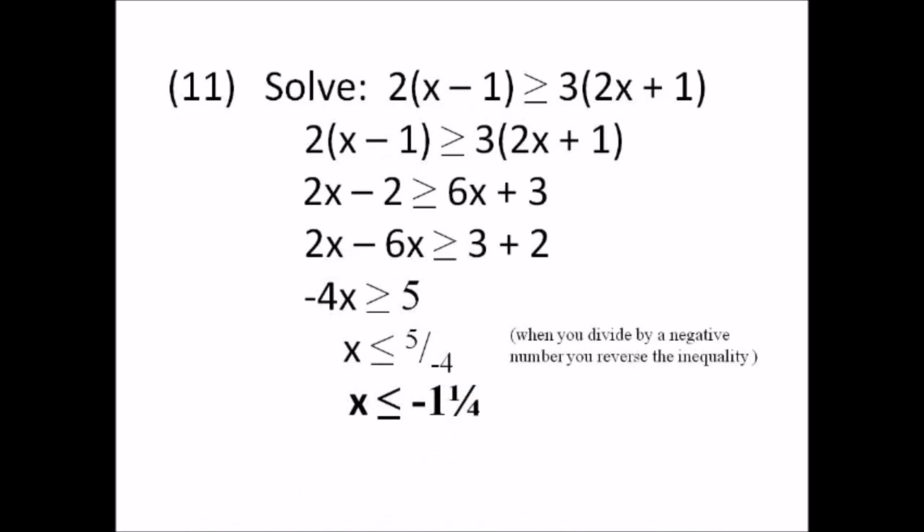Okay, you have to solve the inequality. 2x minus 1 is greater than or equal to 3, 2x plus 1. Remove your brackets, so you get 2x minus 2 is greater than or equal to 6x plus 3. You finally get minus 4x is greater than or equal to 5. Now to get rid of that minus 4x, you have to divide by negative 4, and once you divide by a negative, you have to reverse the inequality. That's what I was telling you to do at the end. So it's x is less than or equal to negative 1 1/4.